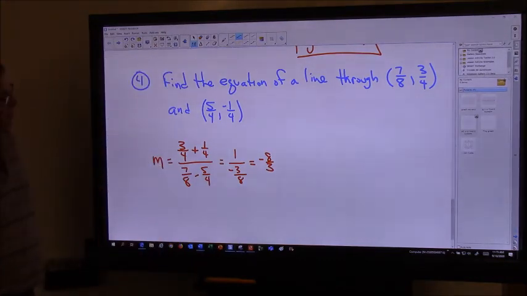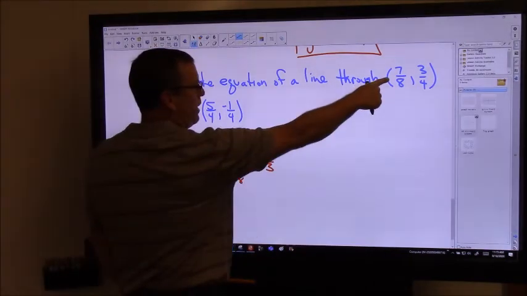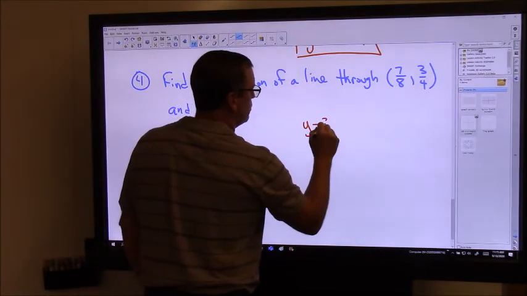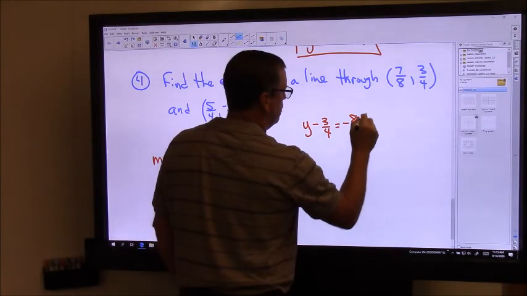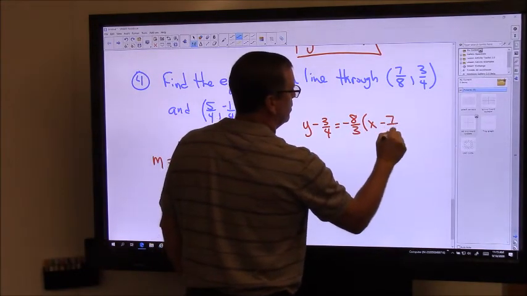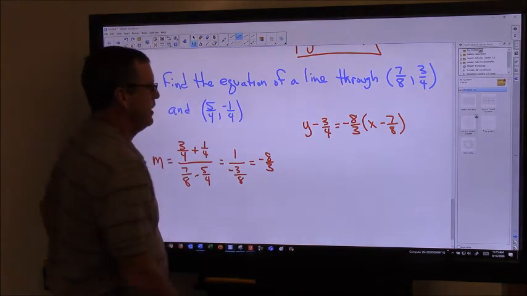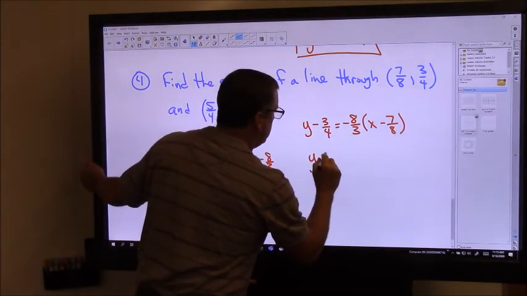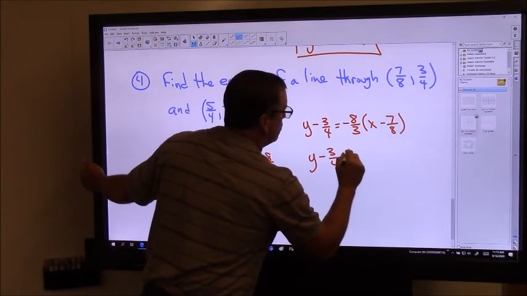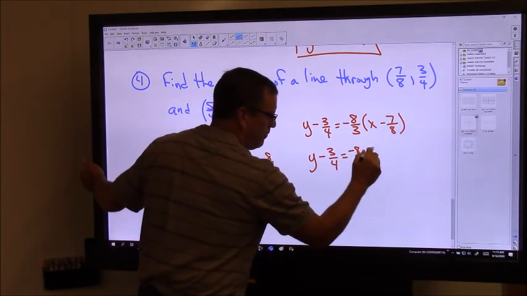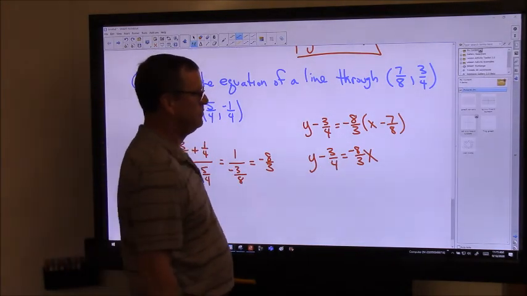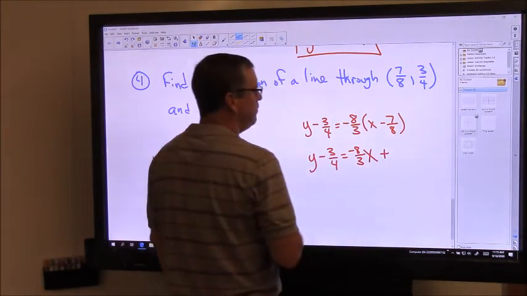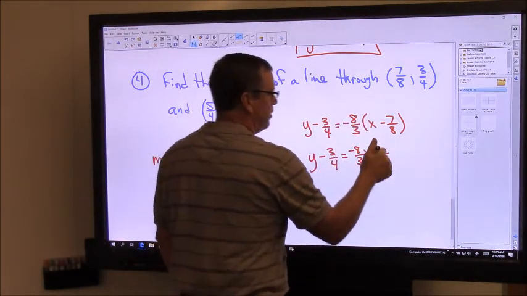And now I just need to choose one of these points to work with. So I'll just go with that one right there. y minus 3/4 equals our slope, which is a negative 8/3 times x minus 7/8. And so if I distribute that, I get y minus 3/4 equals a negative 8/3. Remember, be careful with that x. Make it big. I don't want it to look like it's in the denominator. Negative times a negative, that's positive. And I'm going to get 56/24.